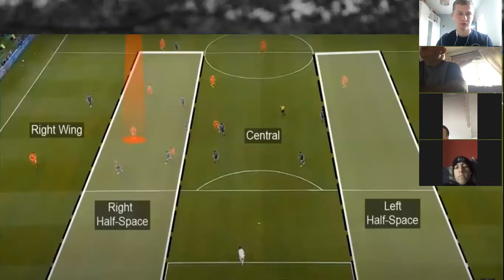This is just another angle of it, but this time attacking down the pitch. So you can see you've got the different terminology with the right and left half space and the right and left wing, central. The right wing on the picture is obviously still lane 5, just because of the way you're attacking, the way you look at it. And the left wing is still lane 1, and then you've got right half space is 4, central 3, left half space is still number 2.